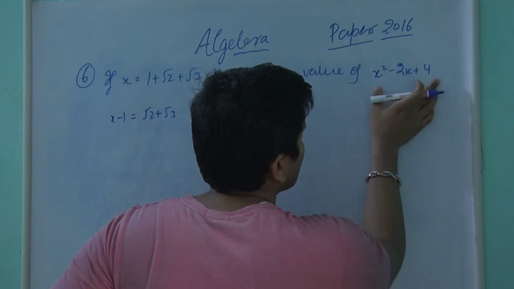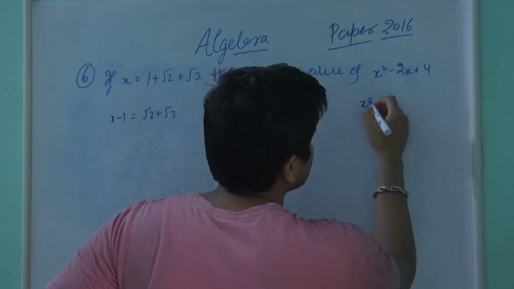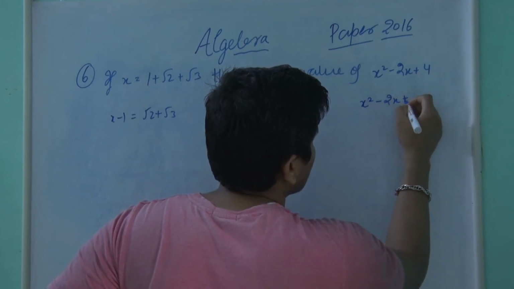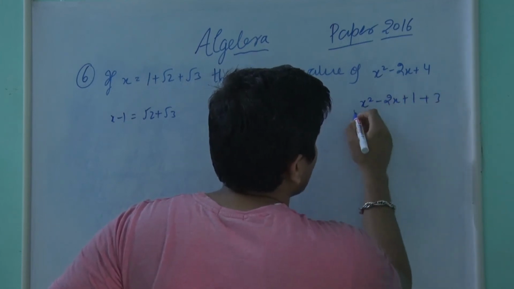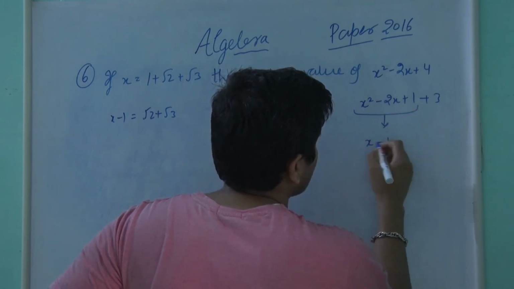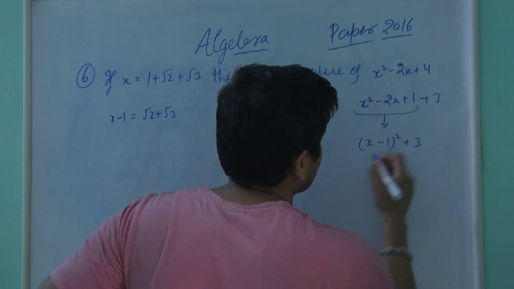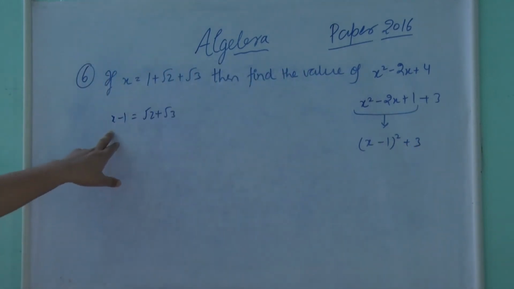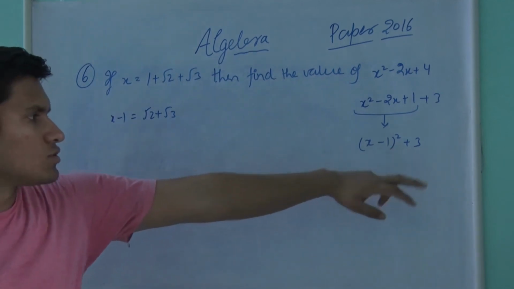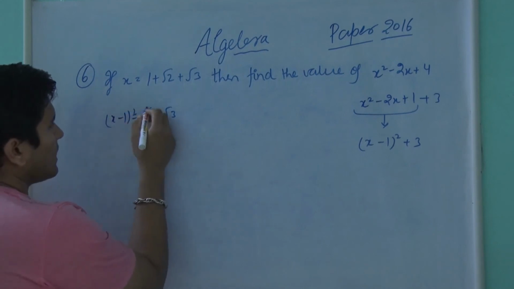From this equation, you can write this expression as x square minus 2x plus 1 plus 3, and this can be converted into (x minus 1) to the power 2 plus 3. Here we have x minus 1 equals root 2 plus root 3. Just square it on both sides.